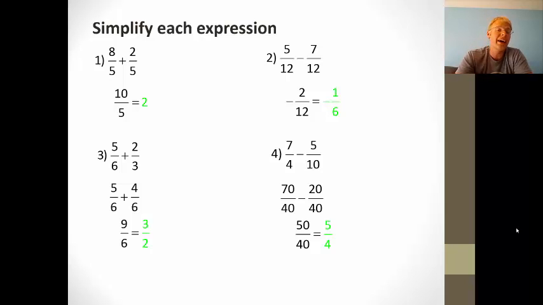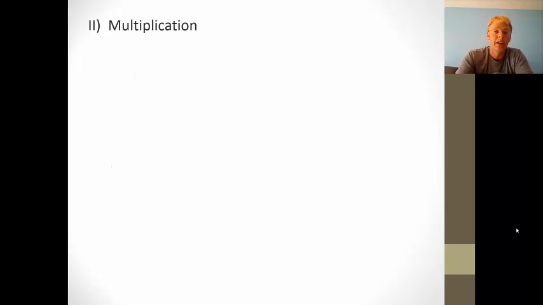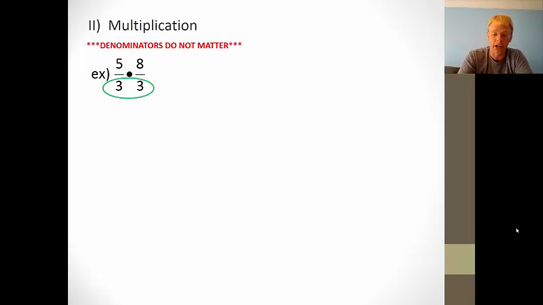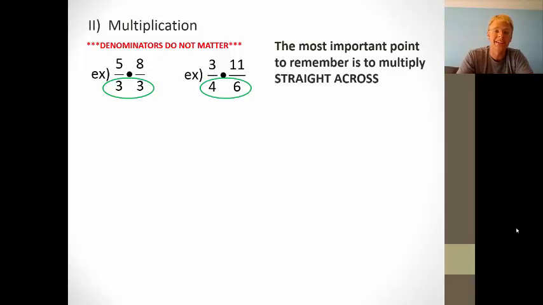Well, now that we've got addition and subtraction taken care of, let's talk about multiplication. Now, multiplication might be the easiest one to do because the denominators don't matter. We only care about common denominators in addition and subtraction. Multiplication, 3 and 3, great, green light, go. 4 and 6, great, green light, go. It does not matter. The important thing with multiplication is that we multiply straight across, both on the top and on the bottom of our fractions here.